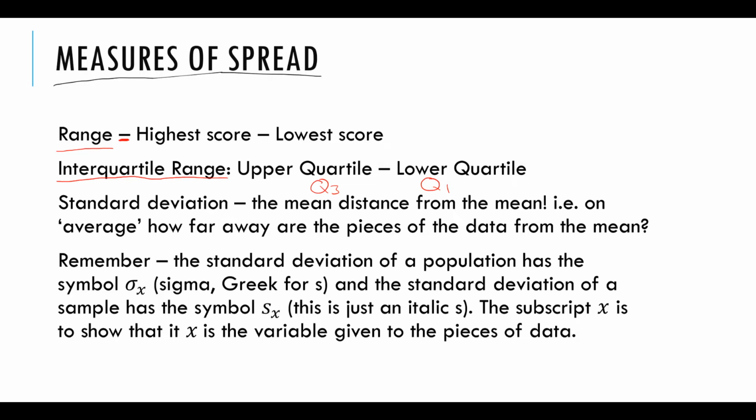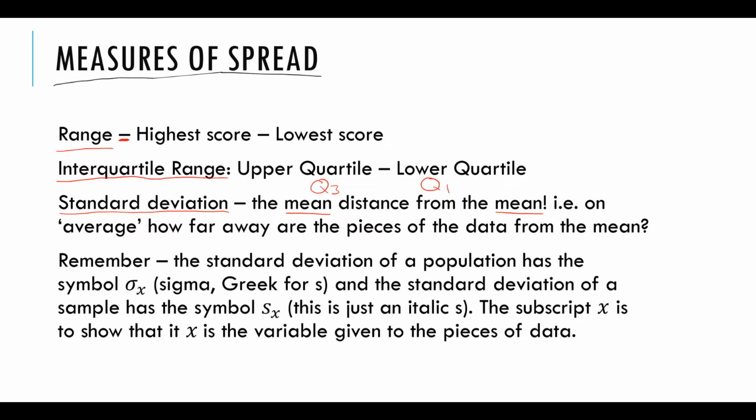What we're also going to look at is what's called standard deviation. Standard deviation can be a little bit tough for people to get their head around, but the idea is it's the mean distance from the mean, which is kind of odd, but it basically means on average how far away. If you were to measure the distance between one piece of data and the mean, add up all the distances away from the mean, and then work out the mean of those distances, what would that be?